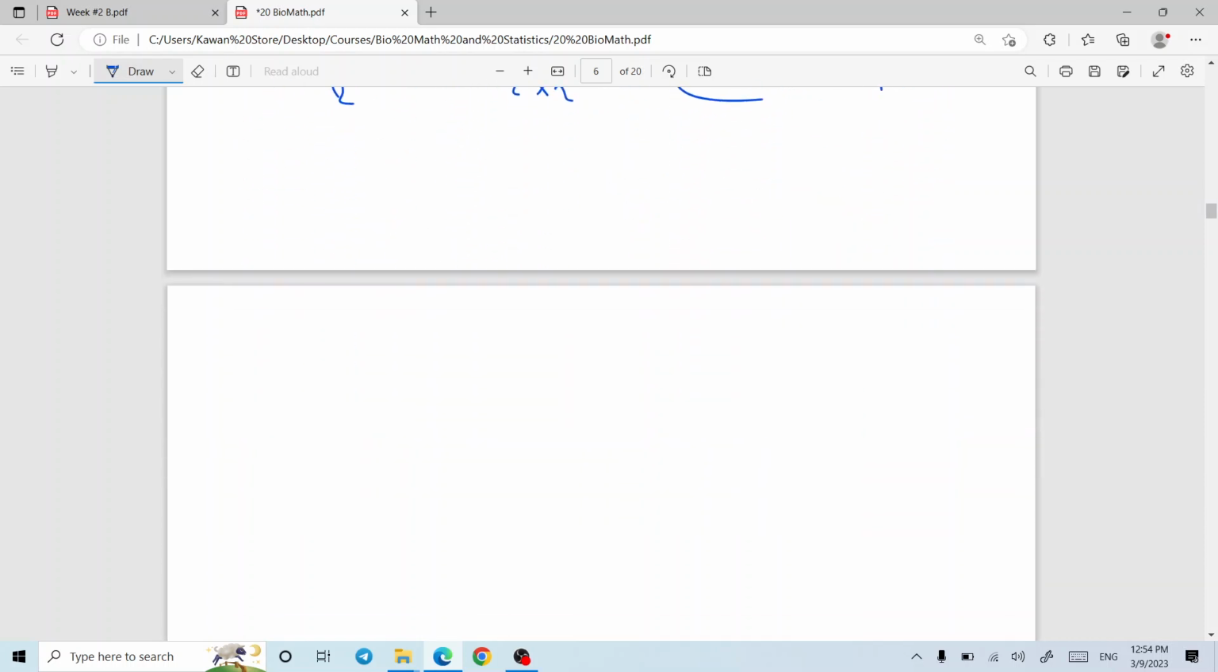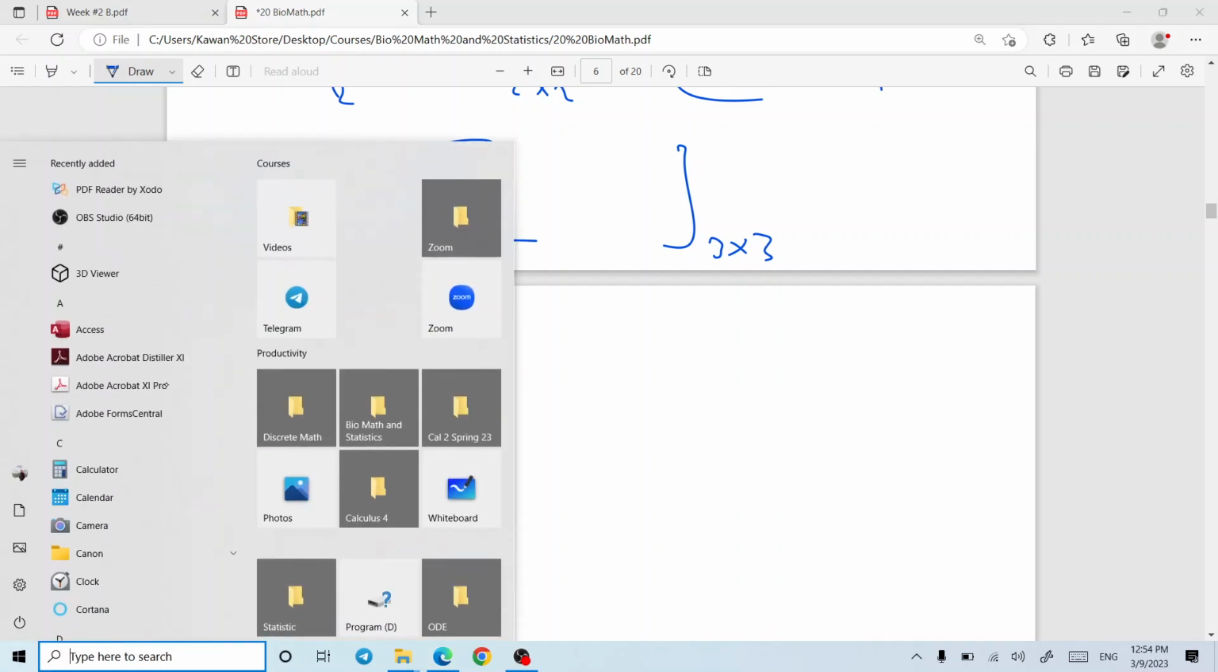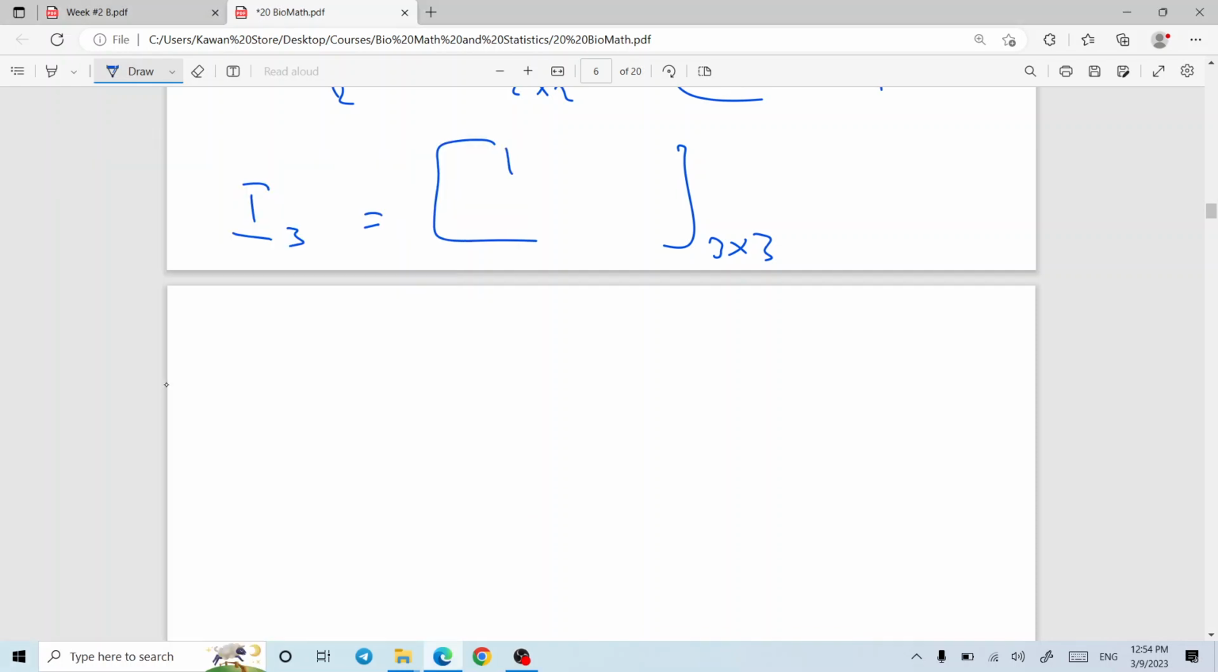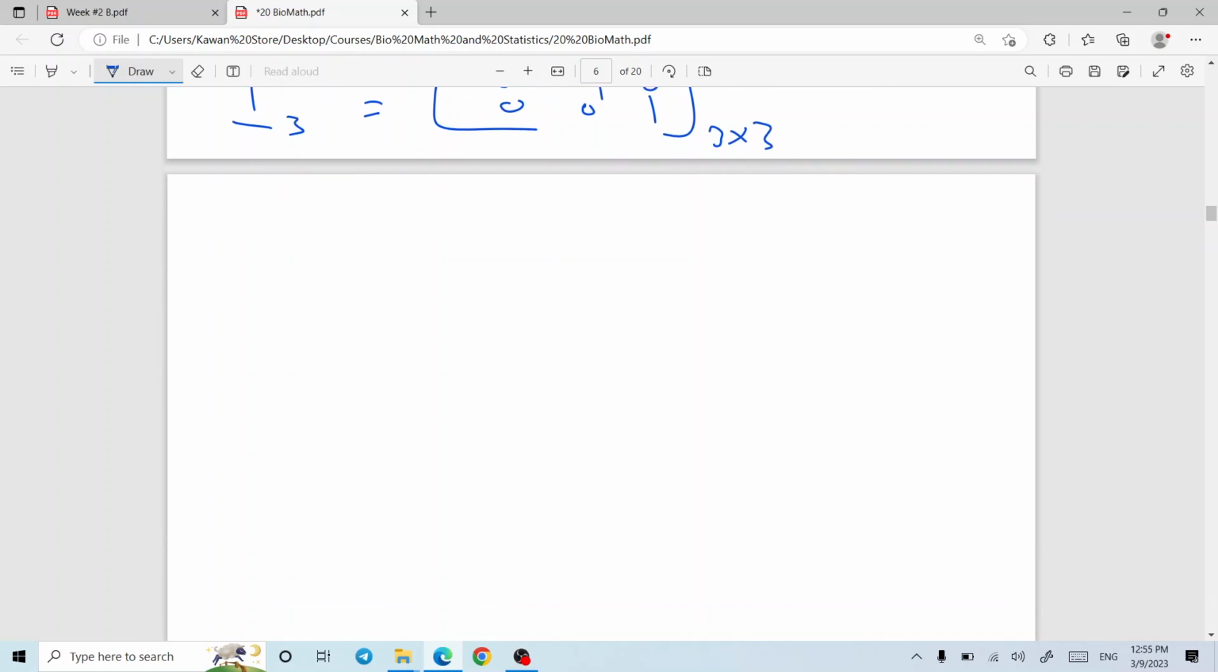Now, if I say I3, what's in your mind? Can you tell me? Exactly 3 by 3, but how about the elements? Main diagonal 1, and the rest are zeros. Okay, dear? So this is called identity matrix. Actually, we need I2 and I3, so I mean 2 by 2 and 3 by 3, no more. Clear? Good.